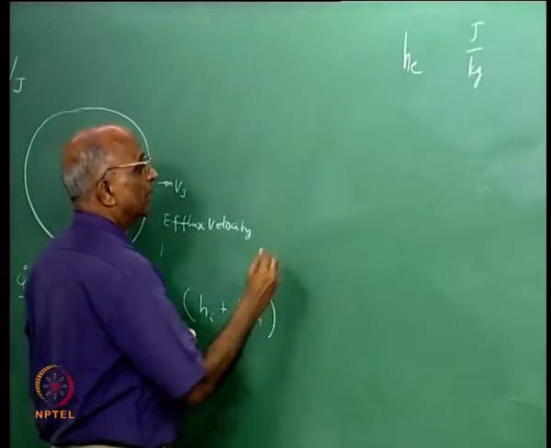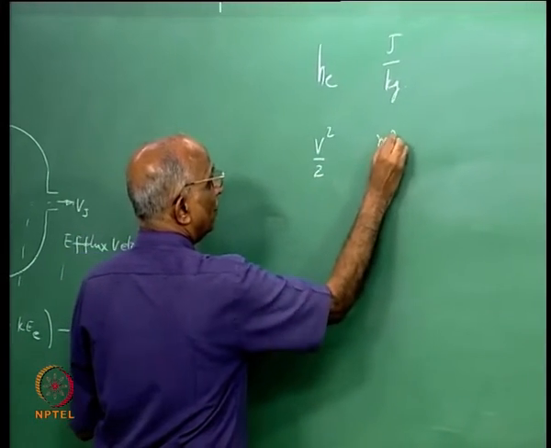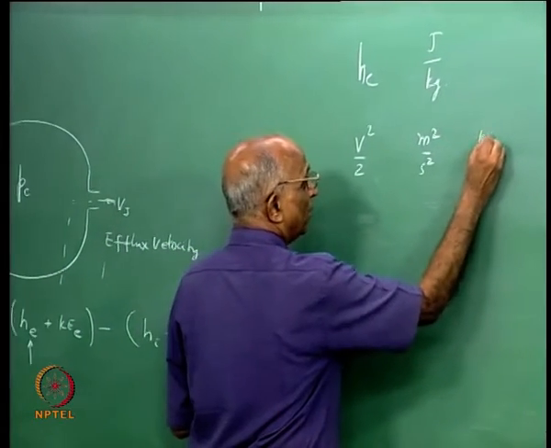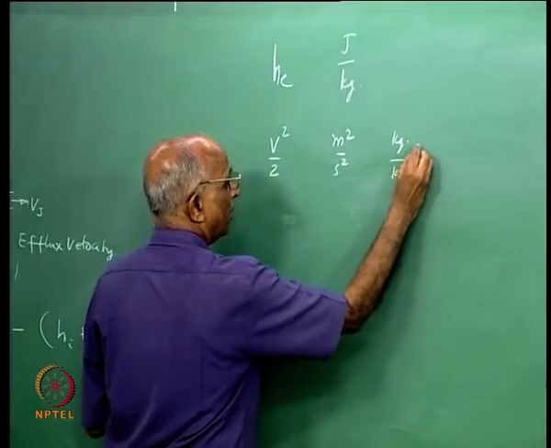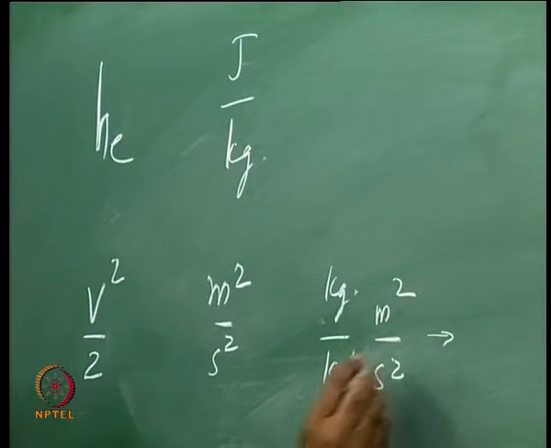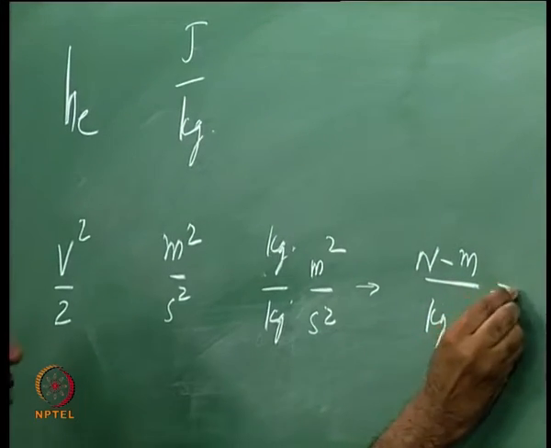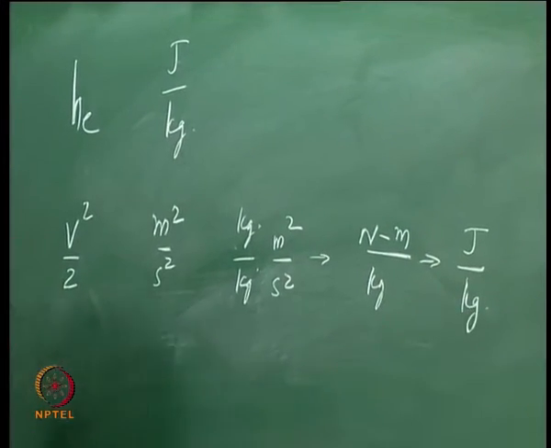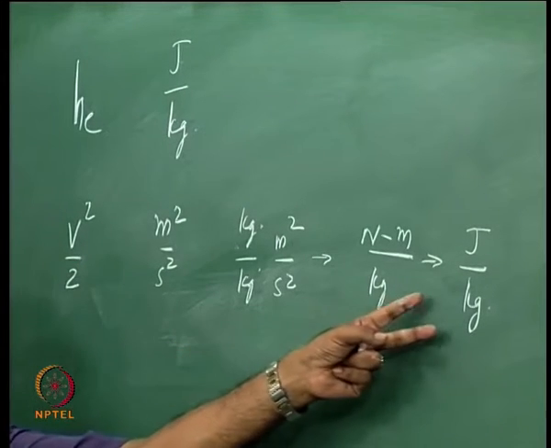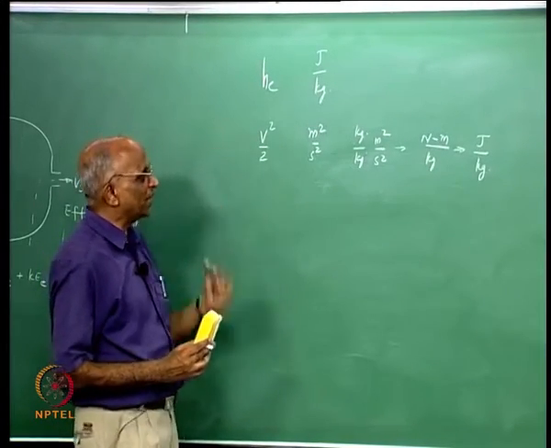The kinetic energy is equal to V squared divided by 2, and that is equal to meter squared per second squared. Multiply numerator and denominator as usual by kilogram, meter squared by second squared. This is equal to kilogram meter per second squared, that means Newton meter per kilogram, which is equal to joule per kilogram. Therefore, the kinetic energy V squared by 2 has units of joule per kilogram. That means we are taking, per unit mass of the gas which is moving, what is the kinetic energy.